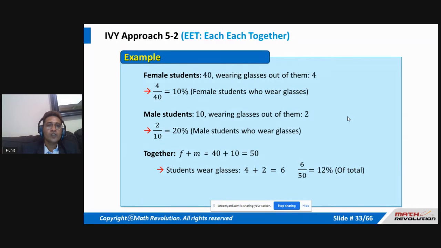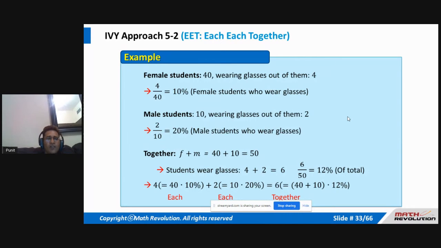So together the total would be 50, out of which six students are wearing the glasses, which is 12% of the total. So this is how we solve the each together. Much easier question.